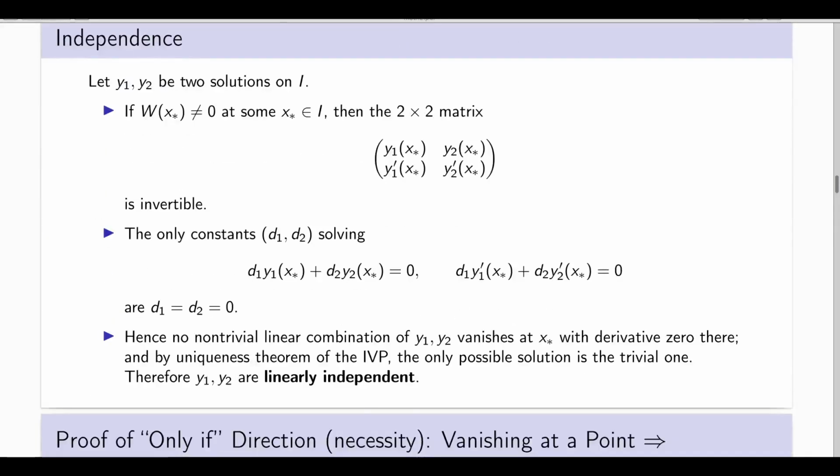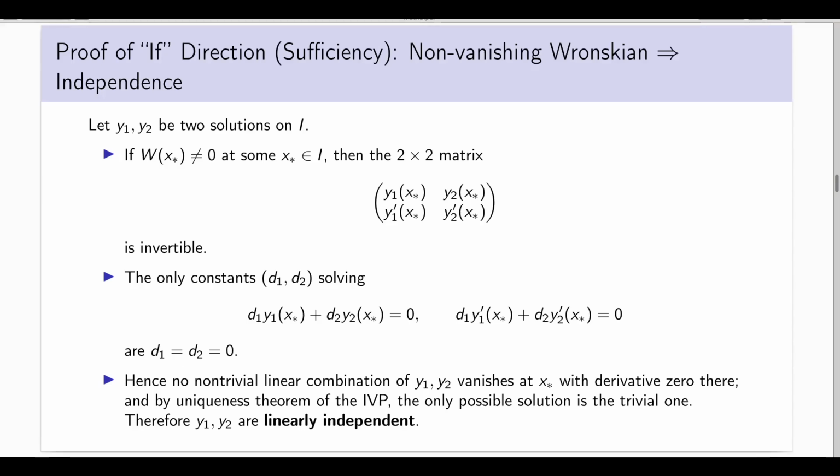Suppose the Wronskian is non-zero at some point, say x star. Then the 2x2 matrix made of y1, y2, and their derivatives at x star is invertible. This means the only constants d1 and d2 that make both d1y1 plus d2y2 equals 0 and d1y1 prime plus d2y2 prime equals 0 are the trivial ones, both 0.